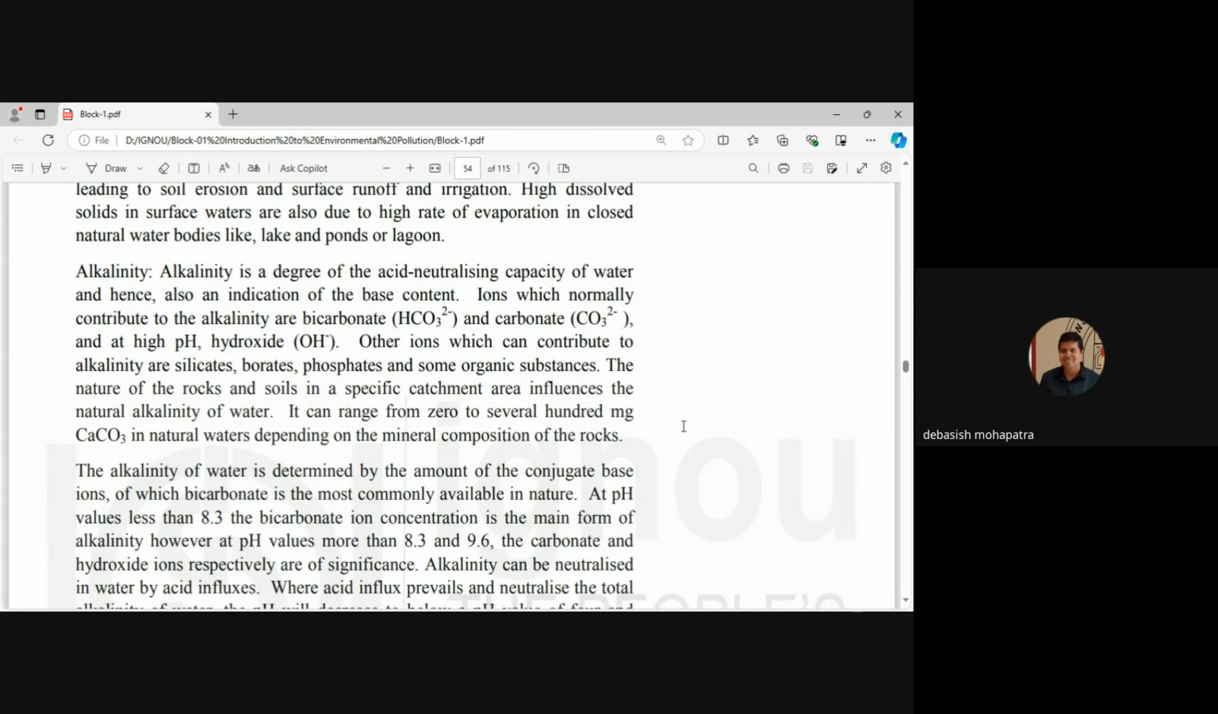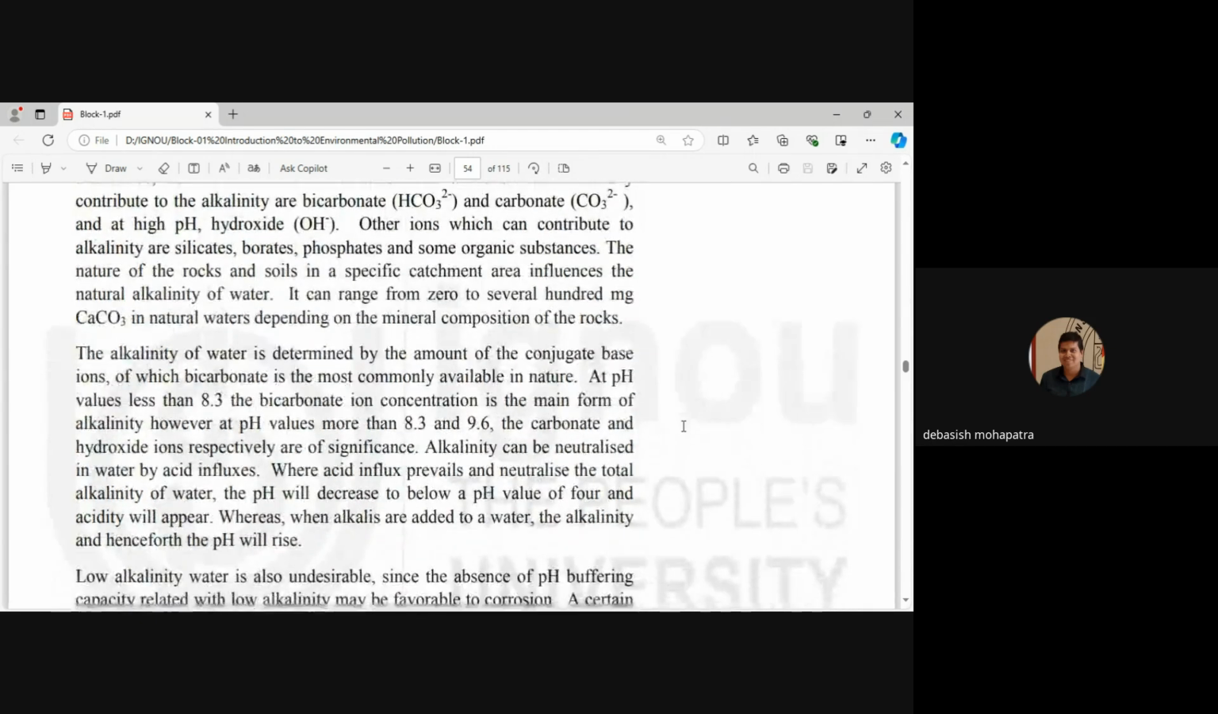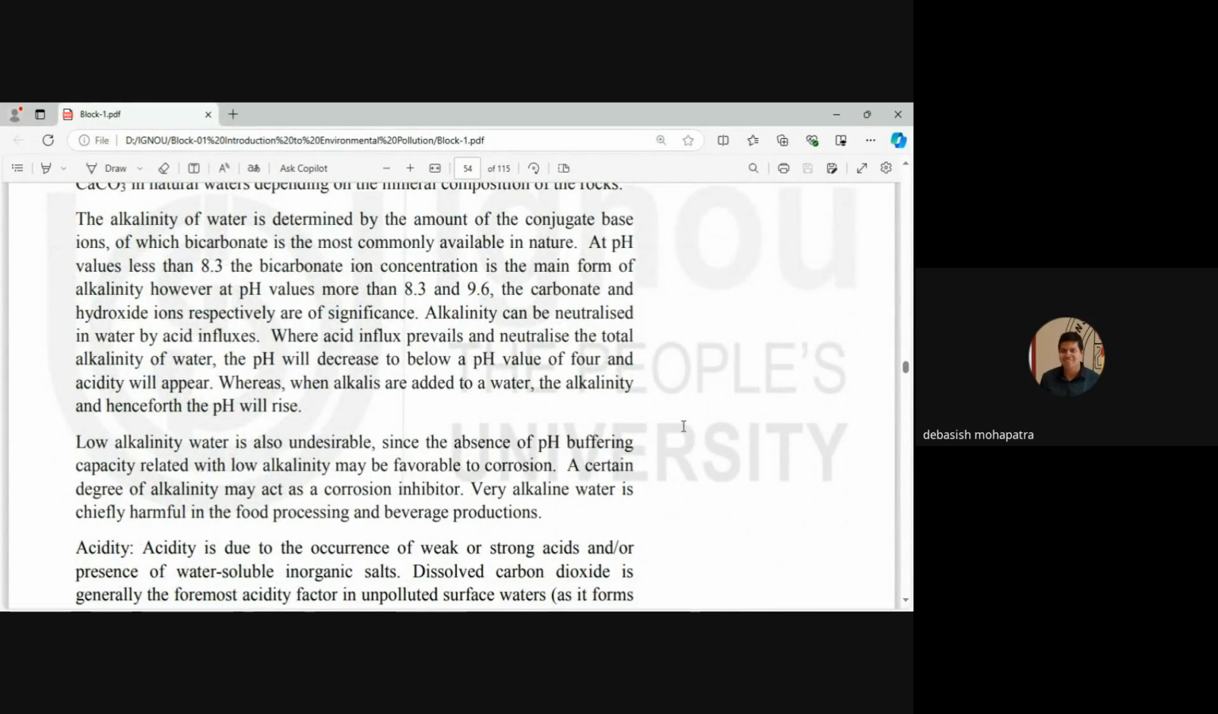At a pH value of less than 8.3, the bicarbonate ions are the main form of the alkalinity, while at a pH value between 8.3 and 9.3, the carbonate and hydroxide ions respectively are of significance. Alkalinity can be neutralized in water by acid influx. So when acid influx prevails and neutralizes the total alkalinity of water, the pH will decrease to below a pH value of 4 and acid will appear. Whereas when alkali is added to water, the alkalinity and henceforth the pH will rise.